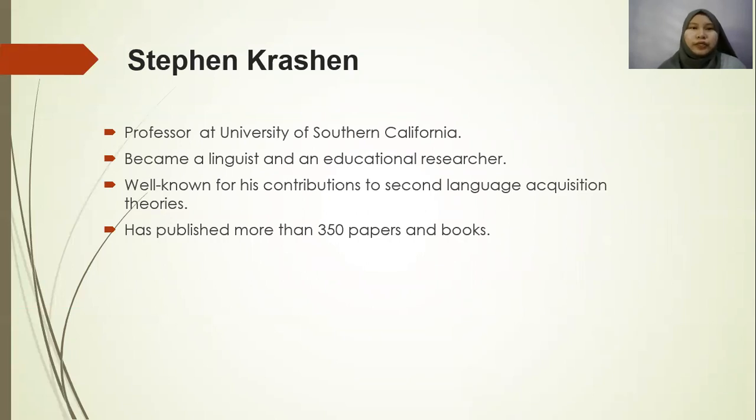Natural order theory was developed by two theorists. The first is Stephen Krashen. He is a professor at University of Southern California. He became a linguist and an educational researcher. He is well known for his contribution to second language acquisition theories and has published more than 350 papers and books.